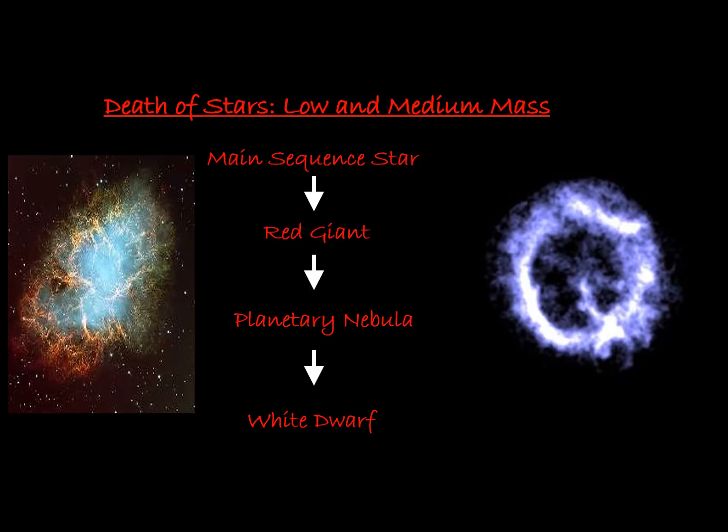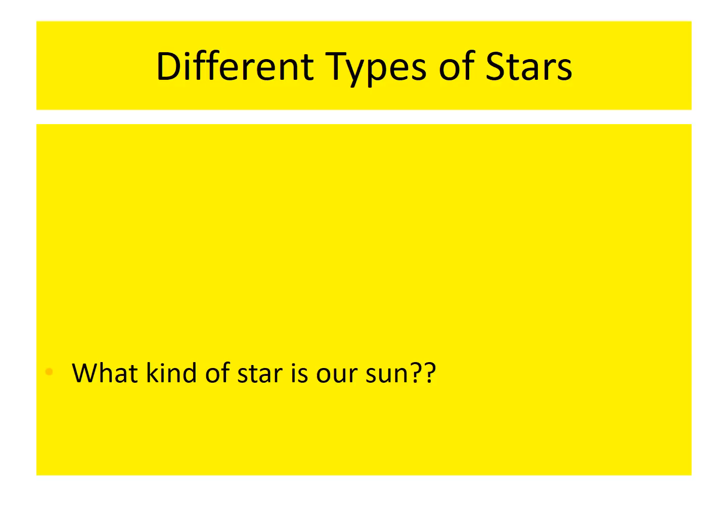So here's the life cycle of a low and medium mass star. So small stars to average size stars like our sun. It goes from main sequence, again, where it spends 90% of its time, and then its next stage will be red giant, planetary nebula, and a white dwarf.